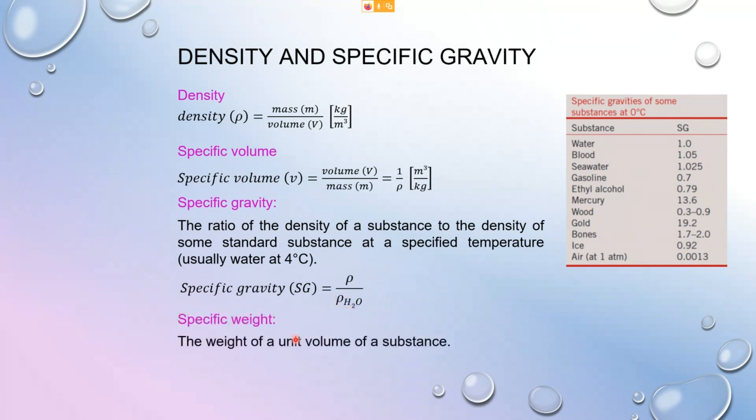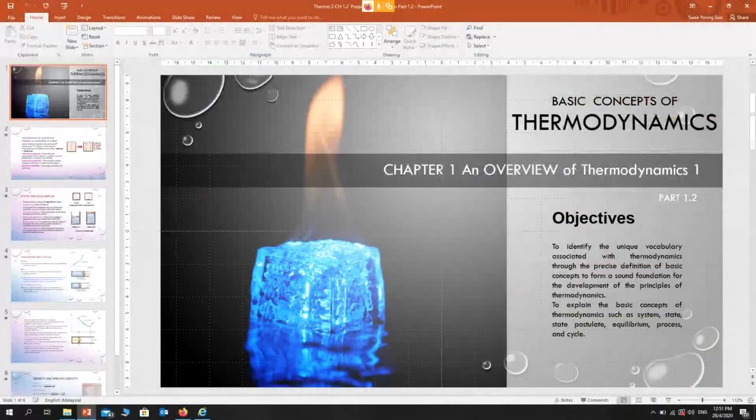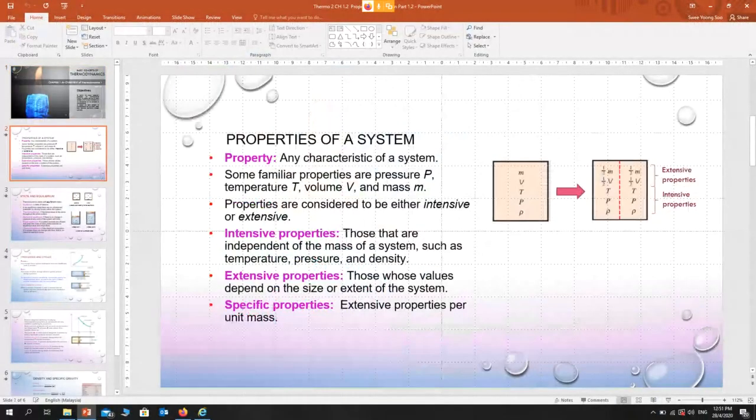And then what is specific weight? Specific weight is given as density times gravity. Gravity is 9.81 meter per second squared, so you get Newton per meter cube. That gives you another term, which we call specific weight. So that is the first part. We will try to finish as many parts as we can today.